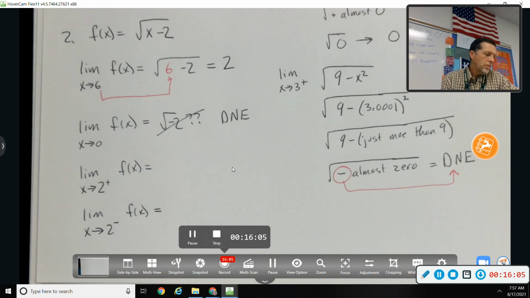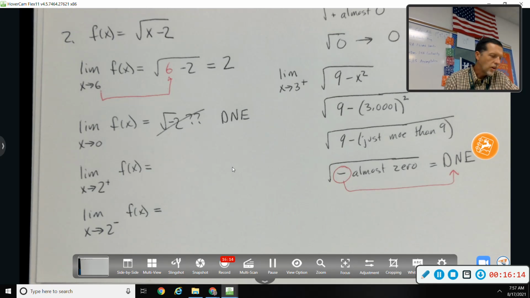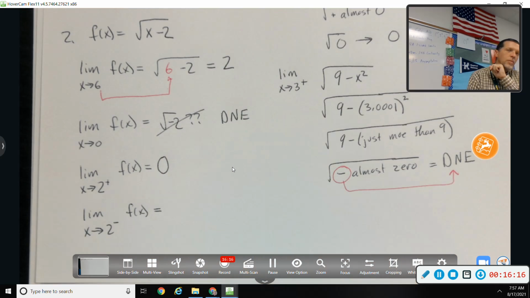All right, what do we think? If x approaches 2 from the right, any guesses what the limit would be? 0. Everybody okay with that? Anybody not okay with that? Want some explanation on that?